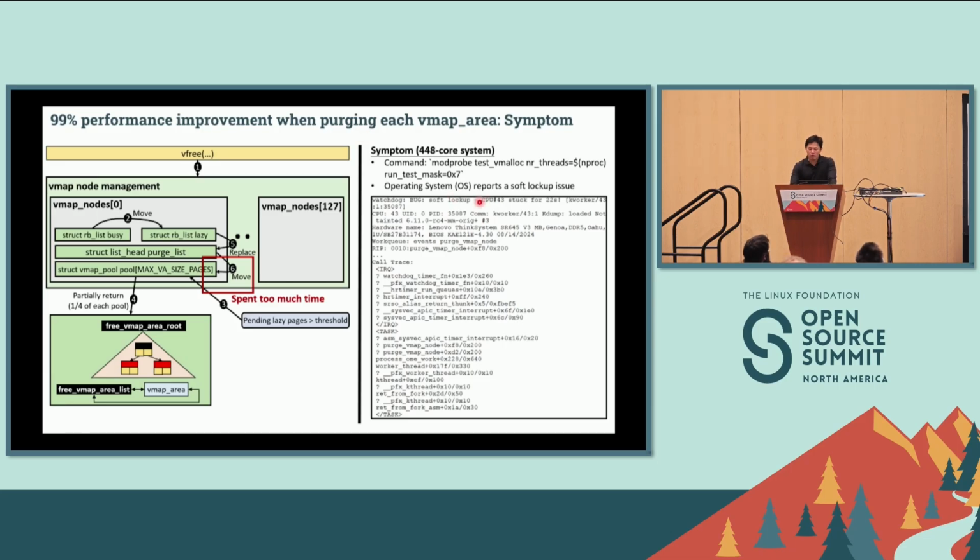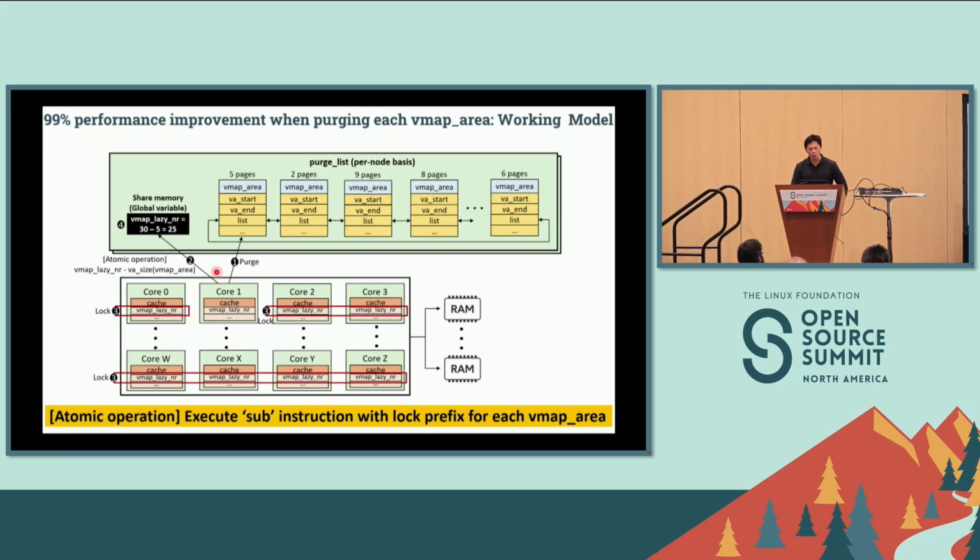This example shows soft lockup issues appearing when running the Vmalloc test module on a 448-core system. Based on the call trace, as shown here, something in the purge path was blocking progress. It spent too much time moving VA objects in the purge list to the cache pool. So next, let's break down what's going on.